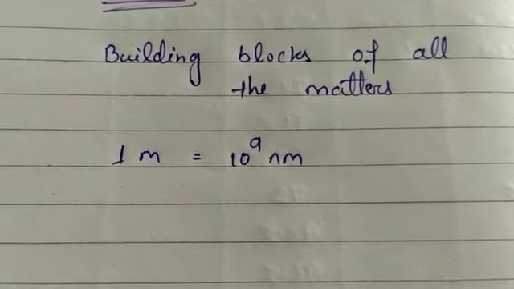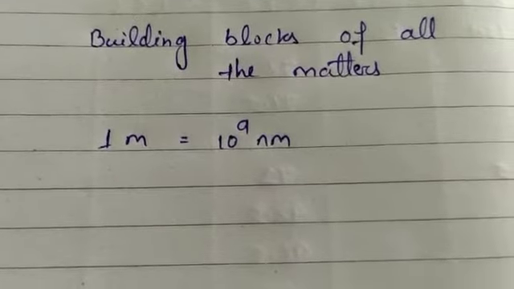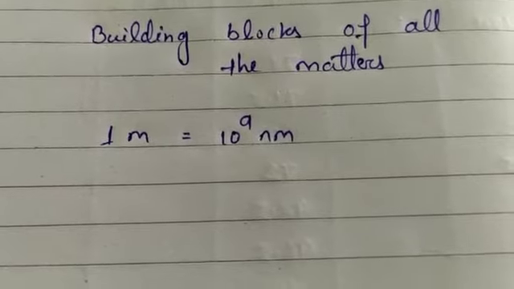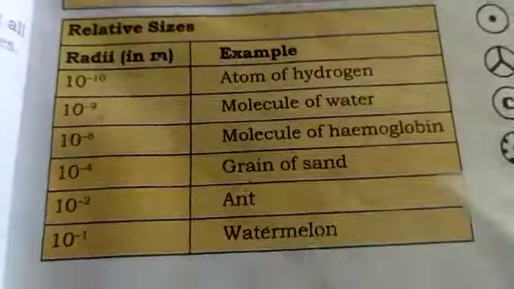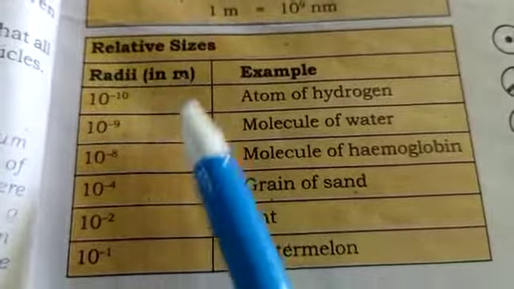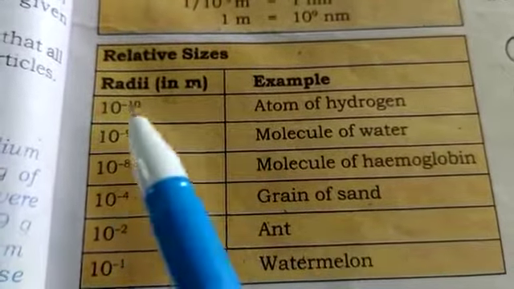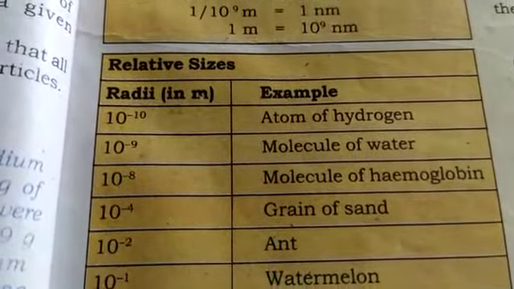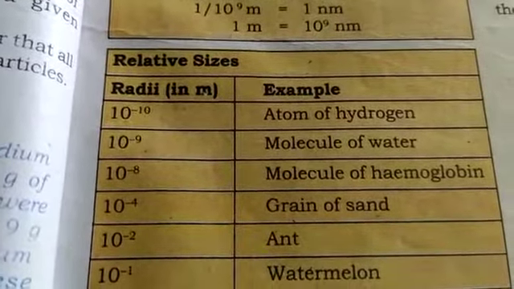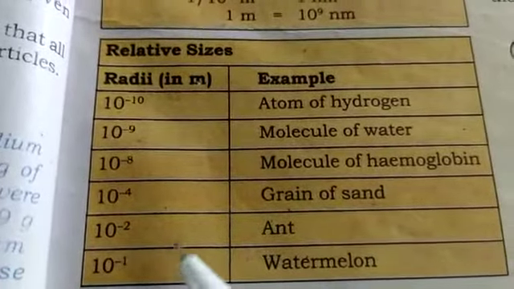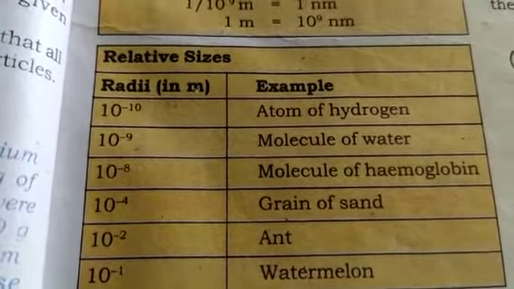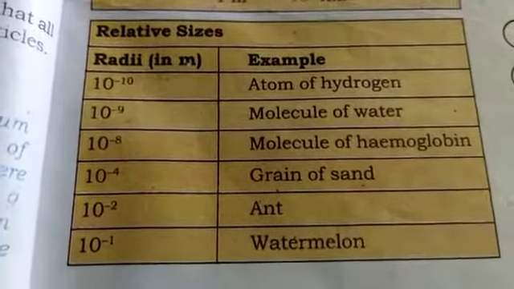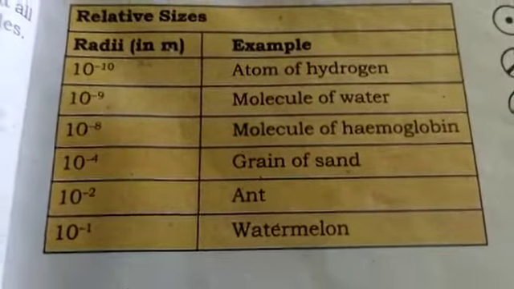If we look at the relative sizes of an atom of hydrogen, a molecule of water, or a molecule of hemoglobin, we can see that their size is very small. Here the radius is given in meters. Atom of hydrogen, 10 to the power minus 10 meter. Molecule of water, 10 to the power minus 9 meter. Molecule of hemoglobin, 10 to the power minus 8 meter. Grain of sand, 10 to the power minus 4 meter. Ant, 10 to the power minus 2. And watermelon, 10 to the power minus 1 meter. These relative sizes are given in your book, so you have to learn these sizes also.